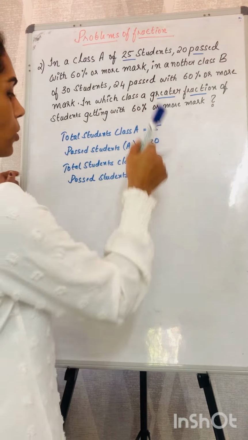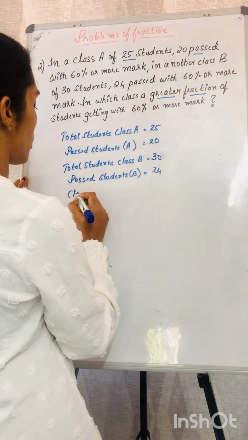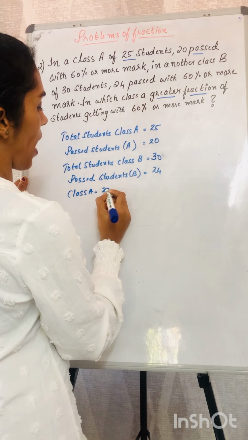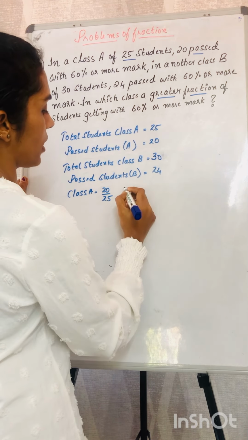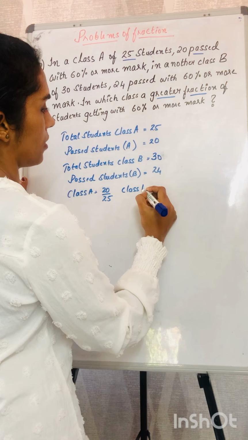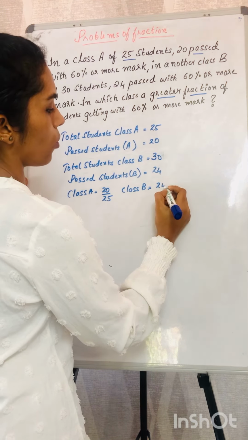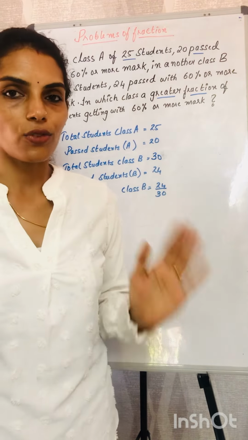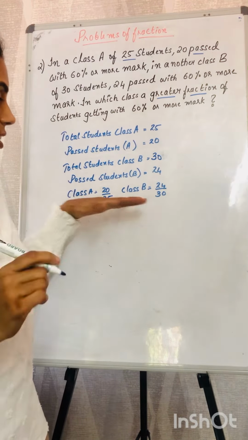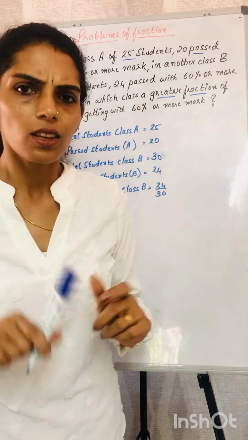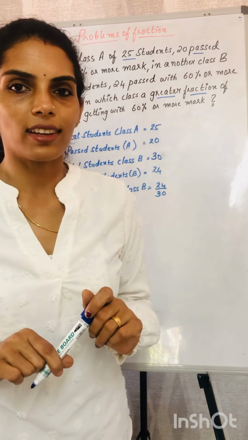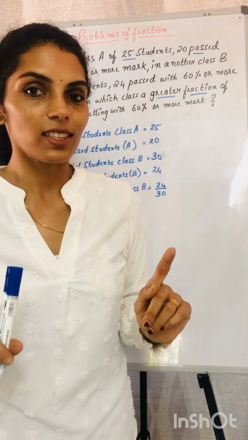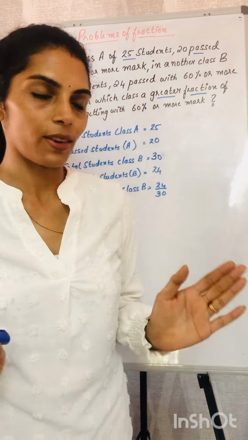So, come on, let's note down the fraction. Class A. What's the fraction we get? 20 by 25. Class B, you get 24 by 30. Okay, we got our hint, that is fraction. Now, what is our next step? When you get two fractions like this, what do you have to do when you want to relate them? Just think. You have to find the LCM, right?